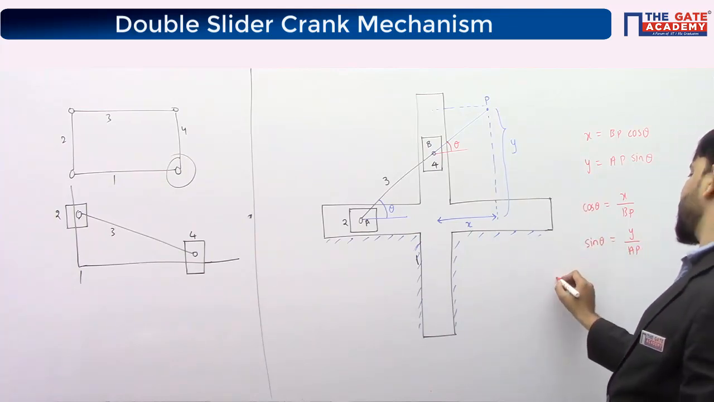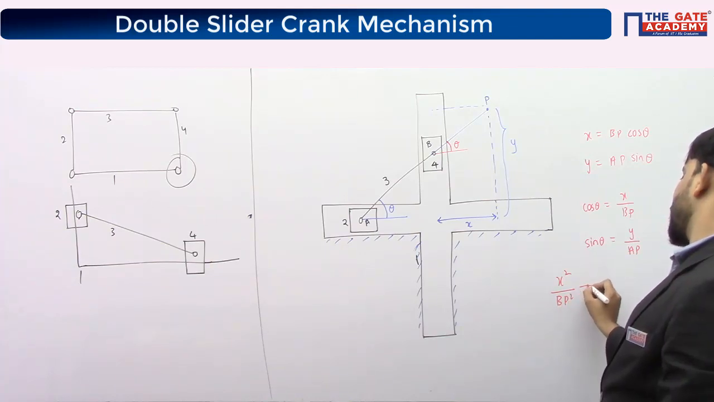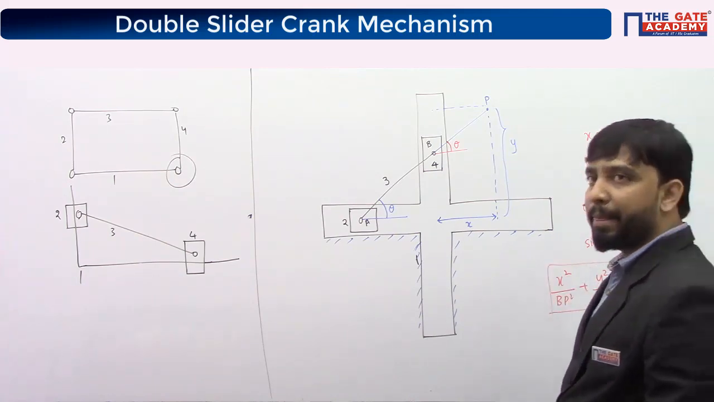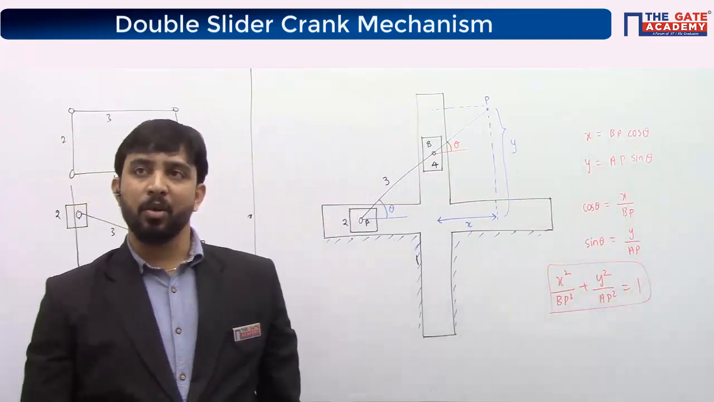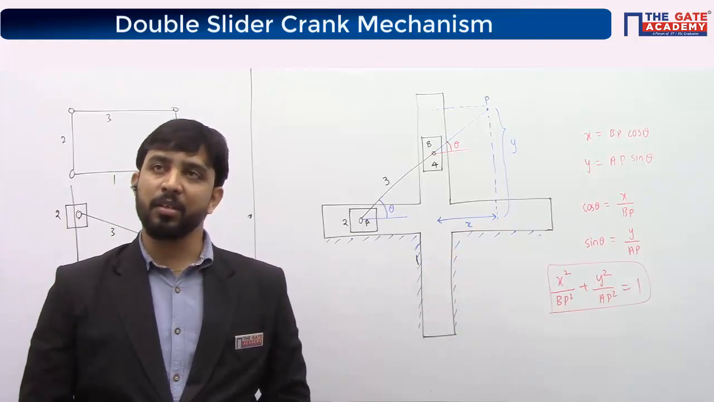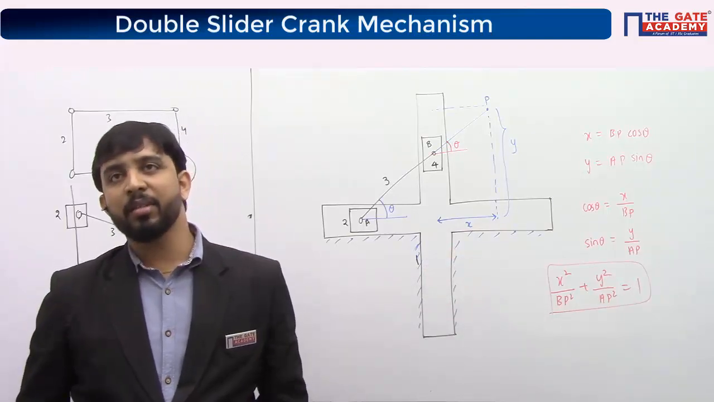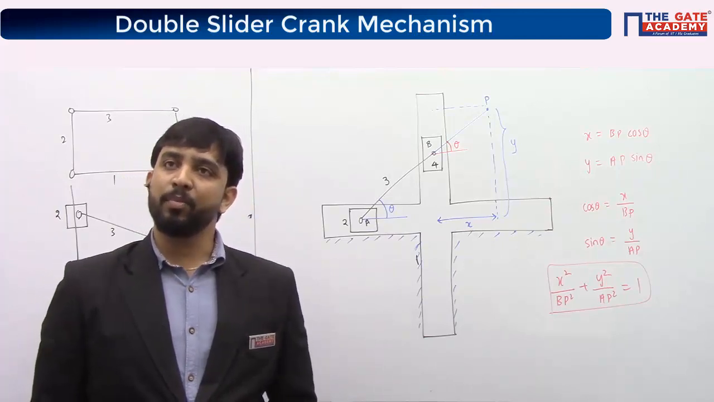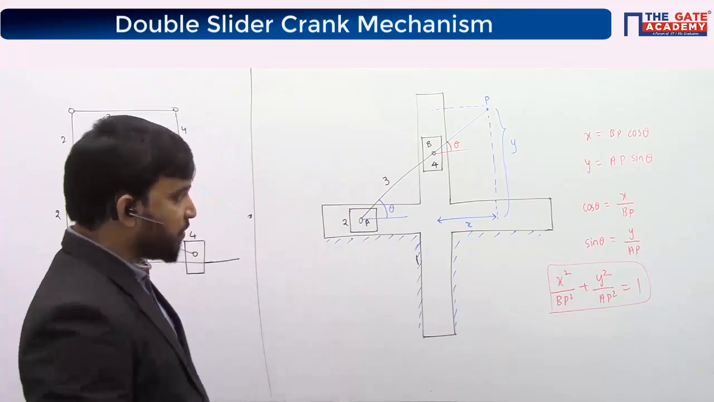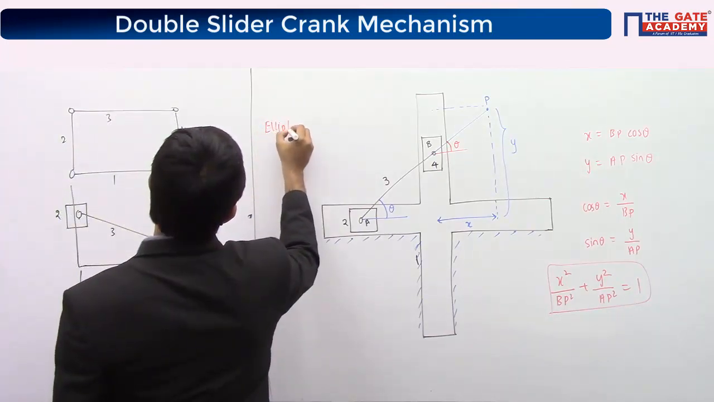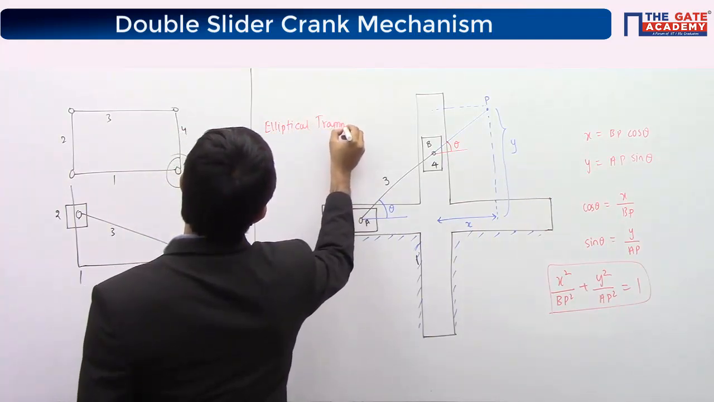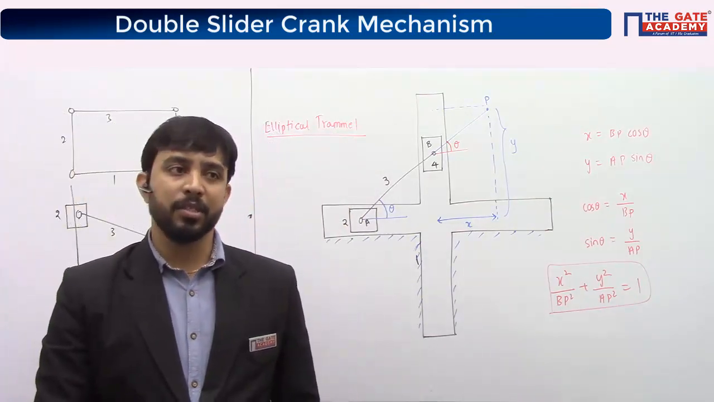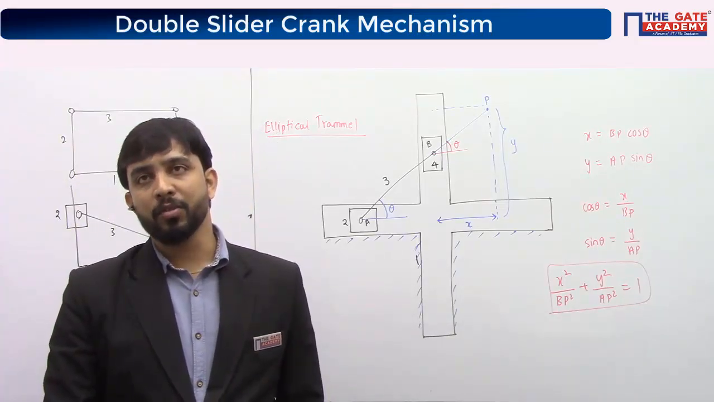If I square and add these two statements, I get x square by BP square plus y square by AP square equals 1. This is the locus of point P, and you can see it is an ellipse. If you take any point on link 3 and find its locus, point P will always trace an ellipse. So this device is called an elliptical trammel, and it is used for generating ellipses.